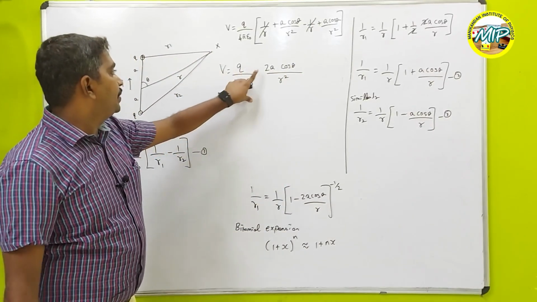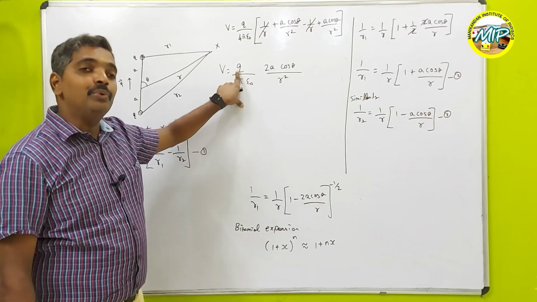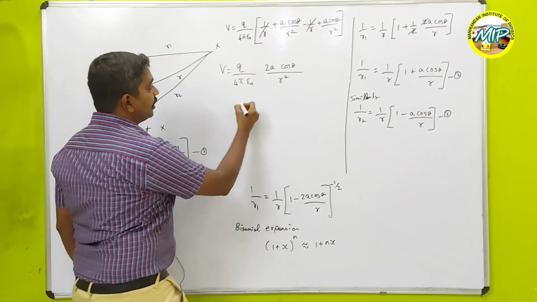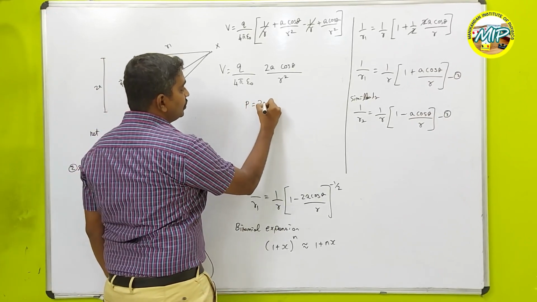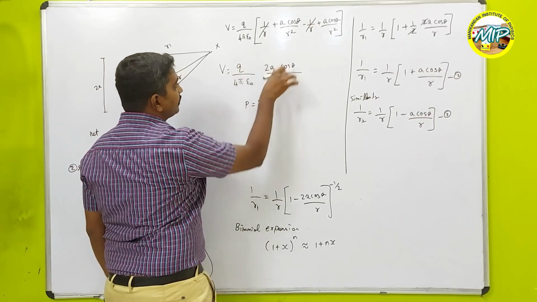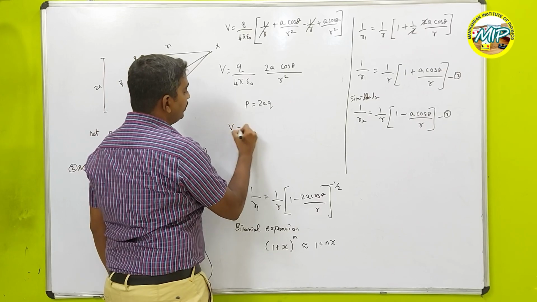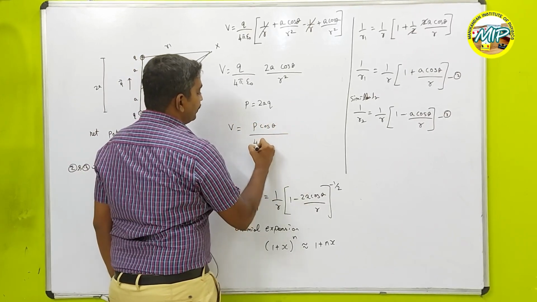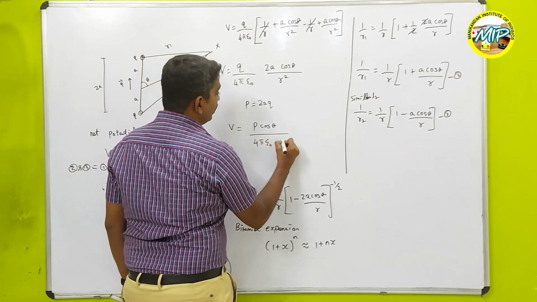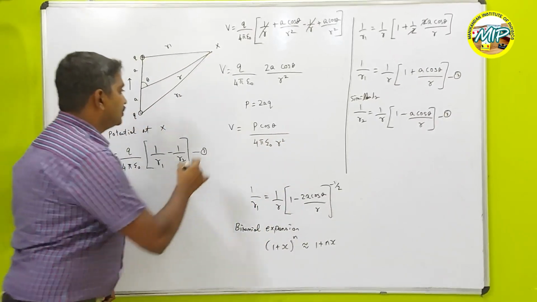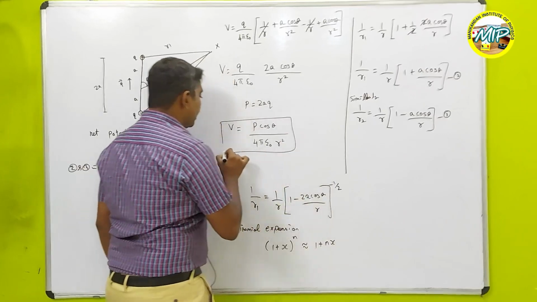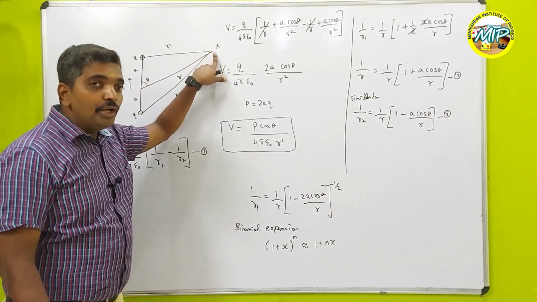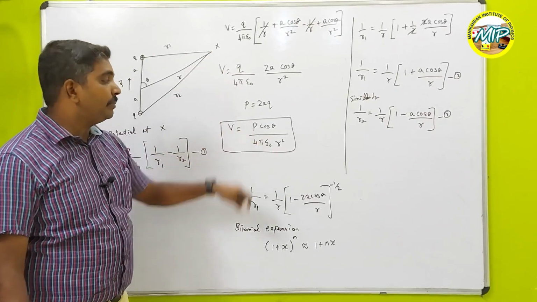So 2A into Q is nothing but the dipole moment. You already know my P equals 2A into Q. So if I substitute this value here, I can simply write my V equals P cos theta by 4 pi epsilon naught R square. So this is the final expression for the potential at point X due to that dipole of dipole moment P.